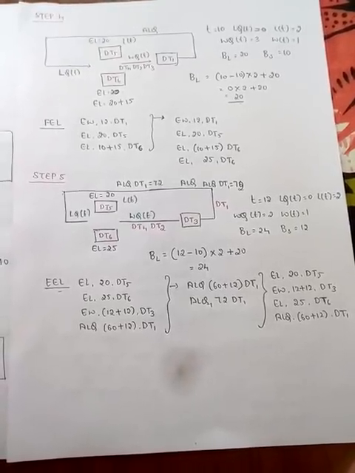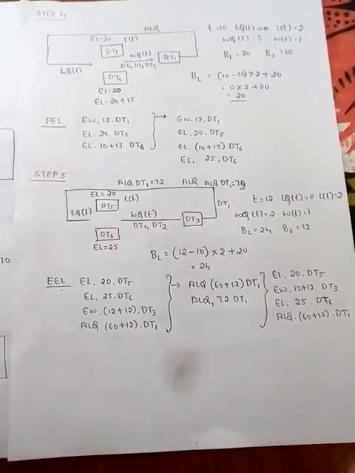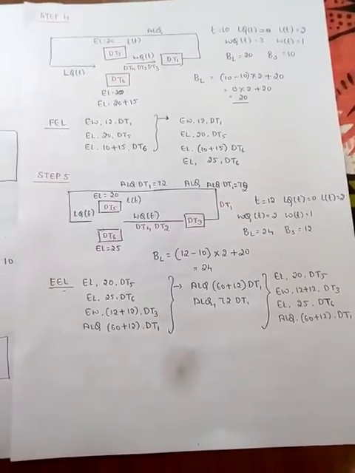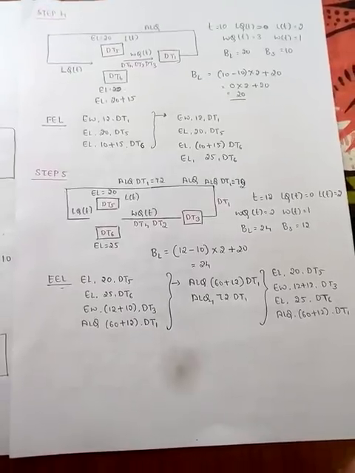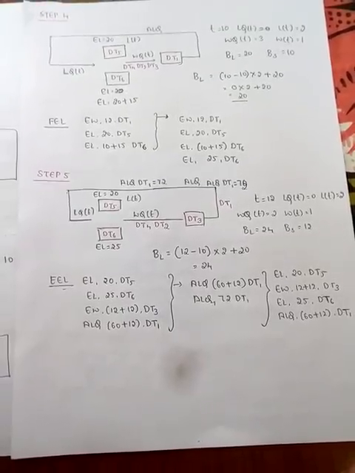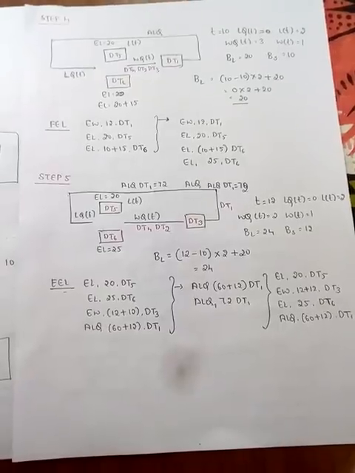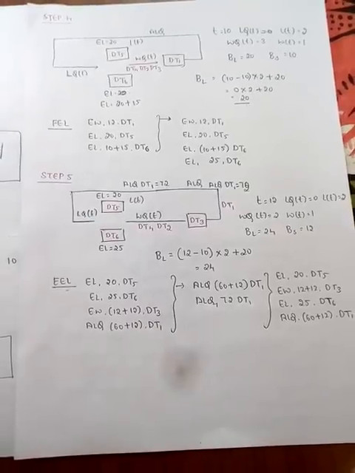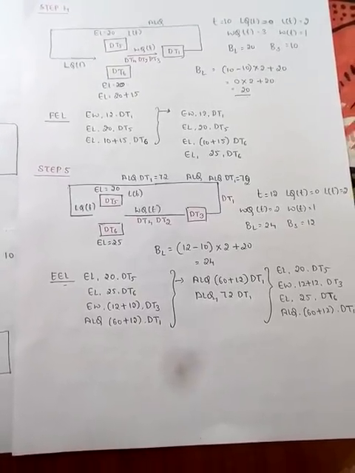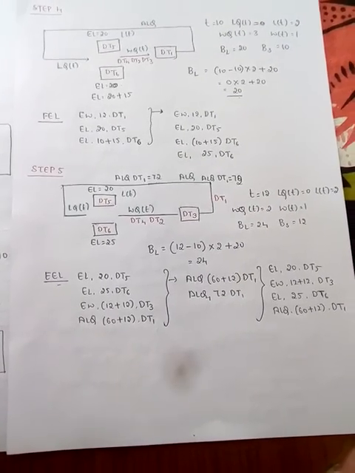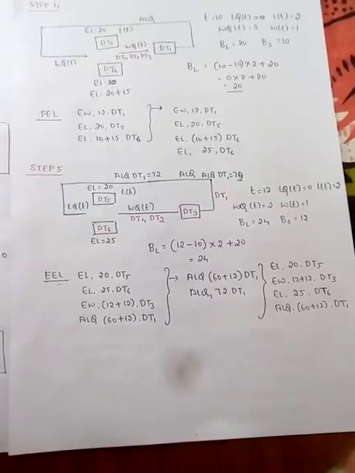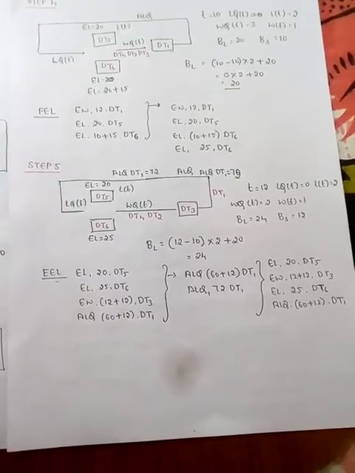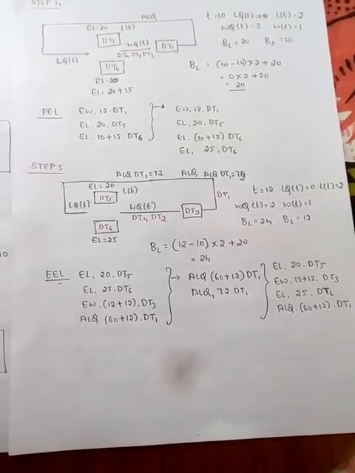Then LQ of T, no trucks are there in my loader queue. Then L of T equals 2, the 2 trucks that are still loading. Then WQ of T equals 2 because there are 2 trucks in my weighing queue. One truck is on the scale, so WT of T equals 1. Now my BL value is 24, BS value equals 12. Then the future event list value: EL, 20, DT5.